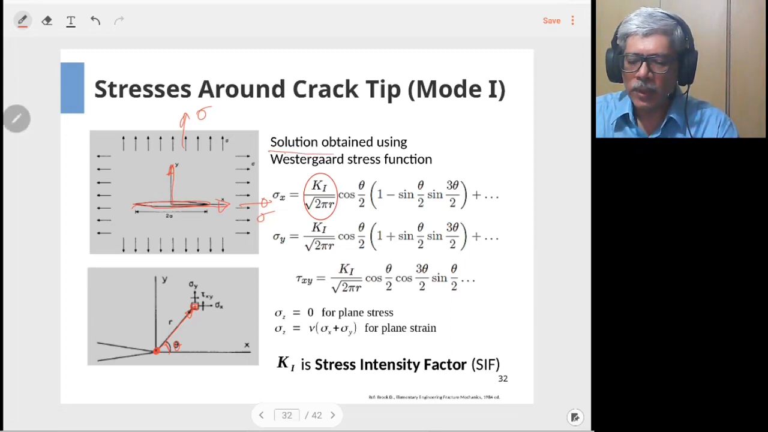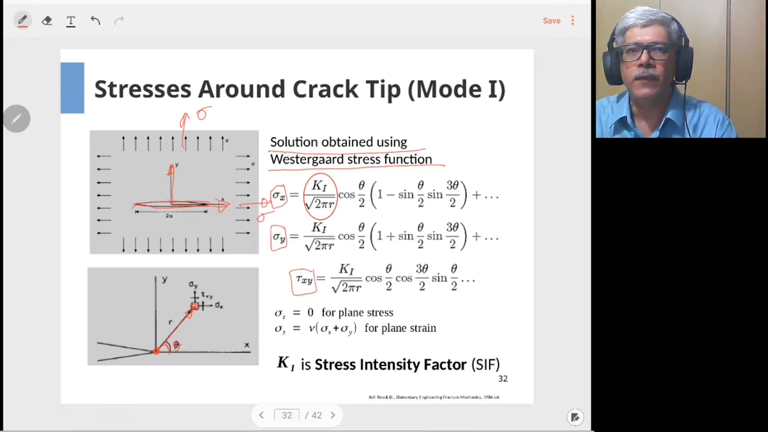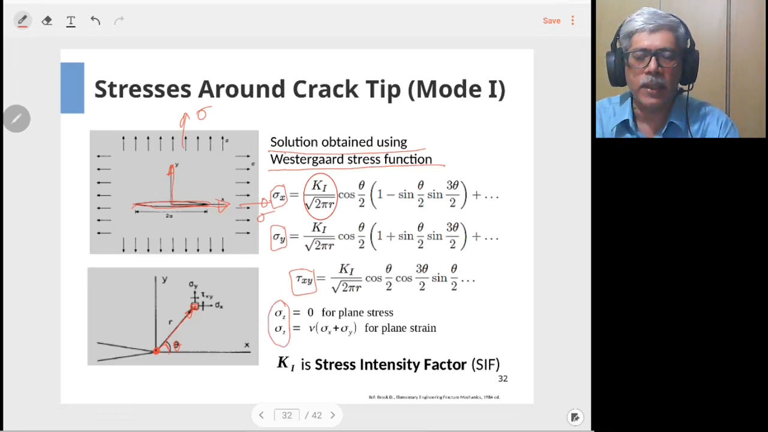The solution to this problem was obtained by using what is known as the Westergaard stress function. In this stress function, the values of sigma x, sigma y and tau xy, it is a two-dimensional stress field that we are talking about, are given in terms of the expressions shown on the screen. The z direction stress, that is the stress perpendicular to the screen, depends on whether we are talking about the plane stress condition, when it is 0, or the plane strain condition, where it is given by an expression in terms of sigma x and sigma y.